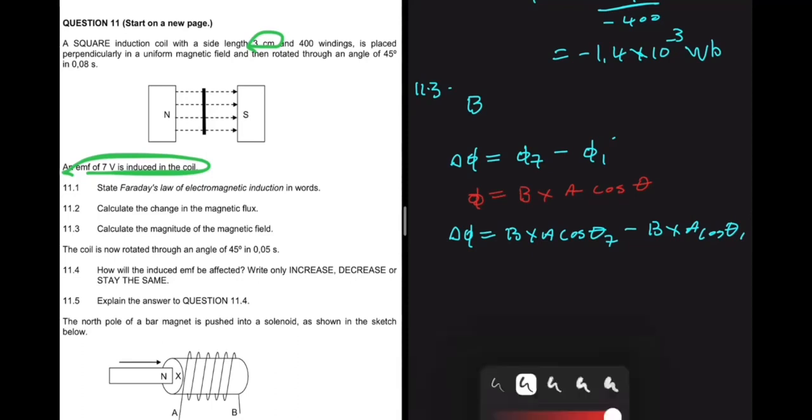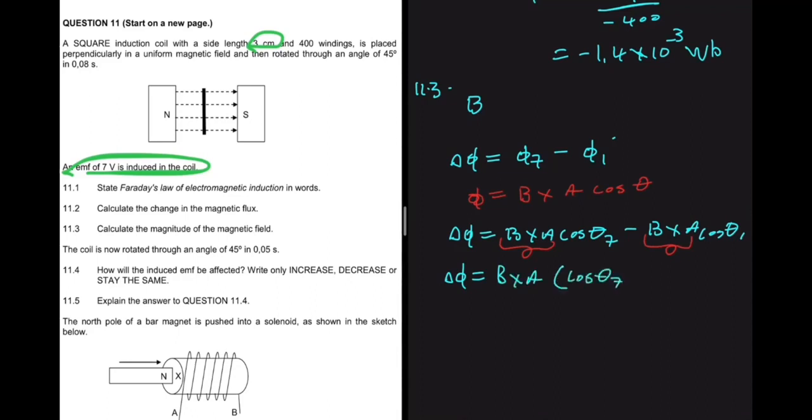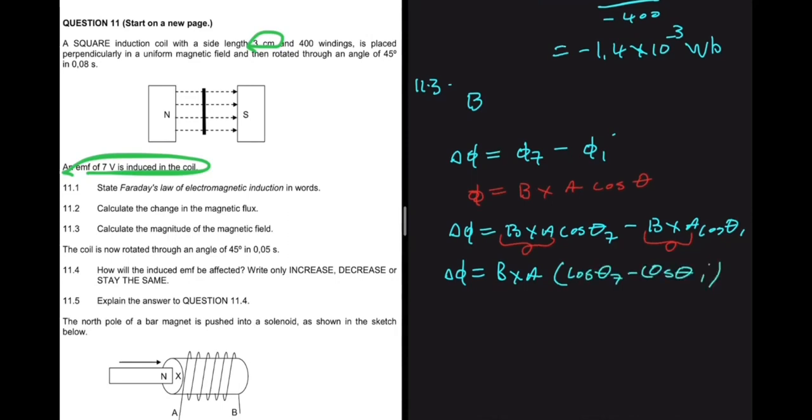What I want you to realize here is that we have the magnetic field and the area in both terms, so we can pull that out as a common factor. I'm not so sure I'm allowed to say pull that out, but let's see what happens. So we have the change in the magnetic flux being equal to the magnetic field strength multiplied by the area and then multiplied by cos of theta final minus cos of theta initial. In place of the change in the magnetic flux, we're going to have minus 1.4 times 10 to the minus 3. That's what we just calculated in 11.2.